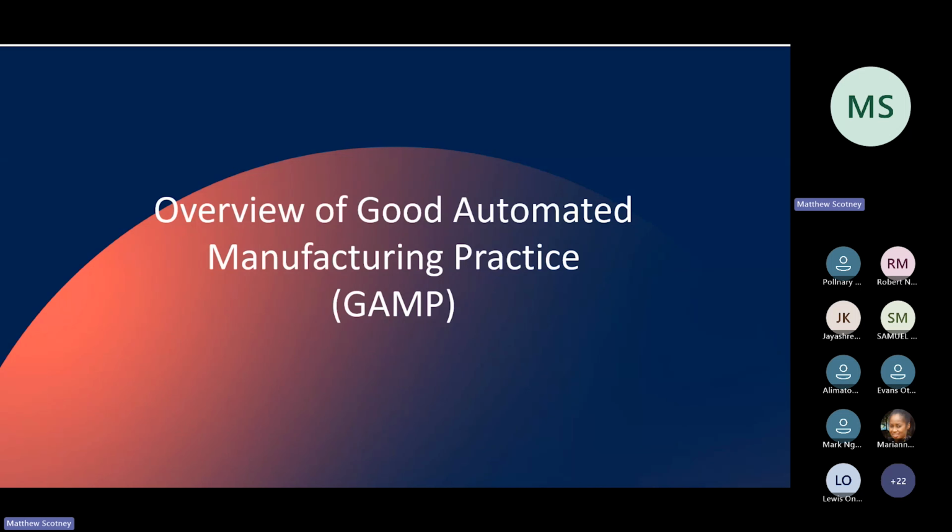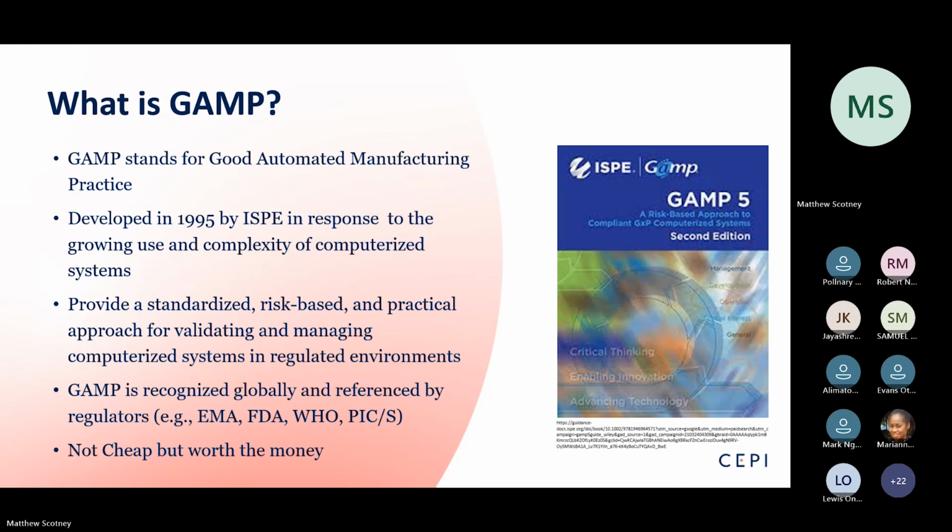And if you're going to go into computer system validation, Good Automated Manufacturing Practice, or GAMP, is a very important document. It was written by the International Society for Pharmaceutical Engineers in approximately 1995.